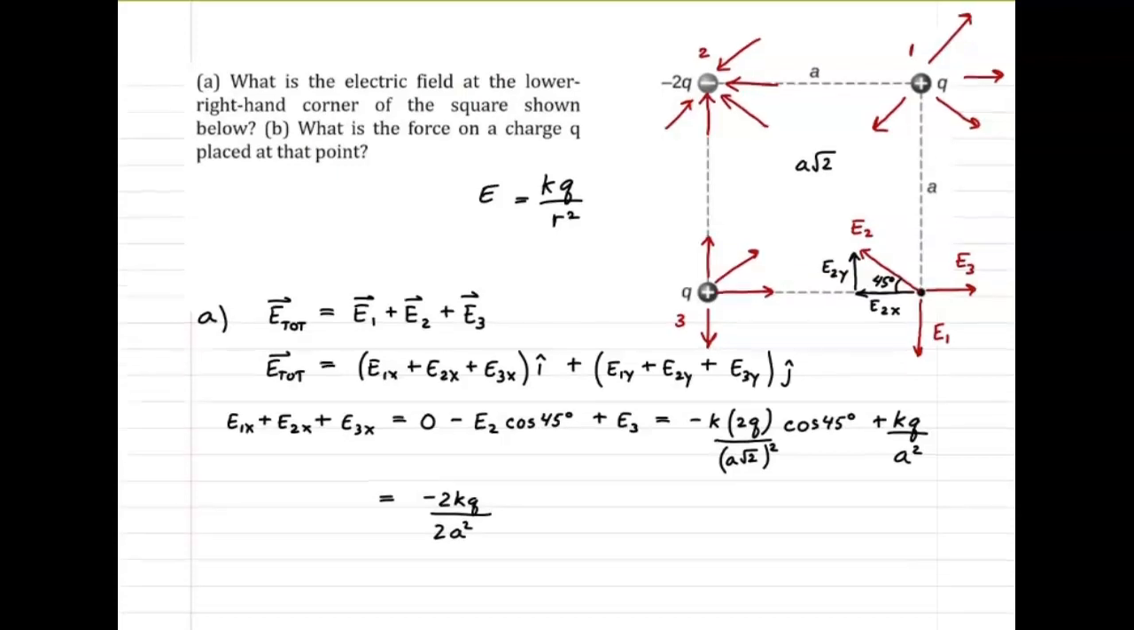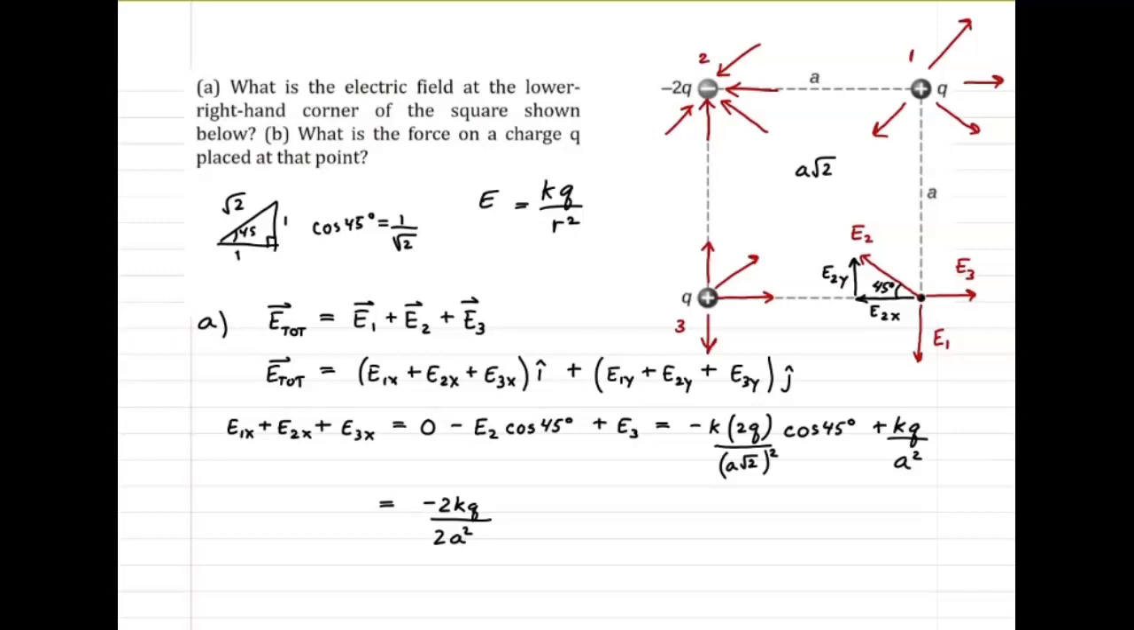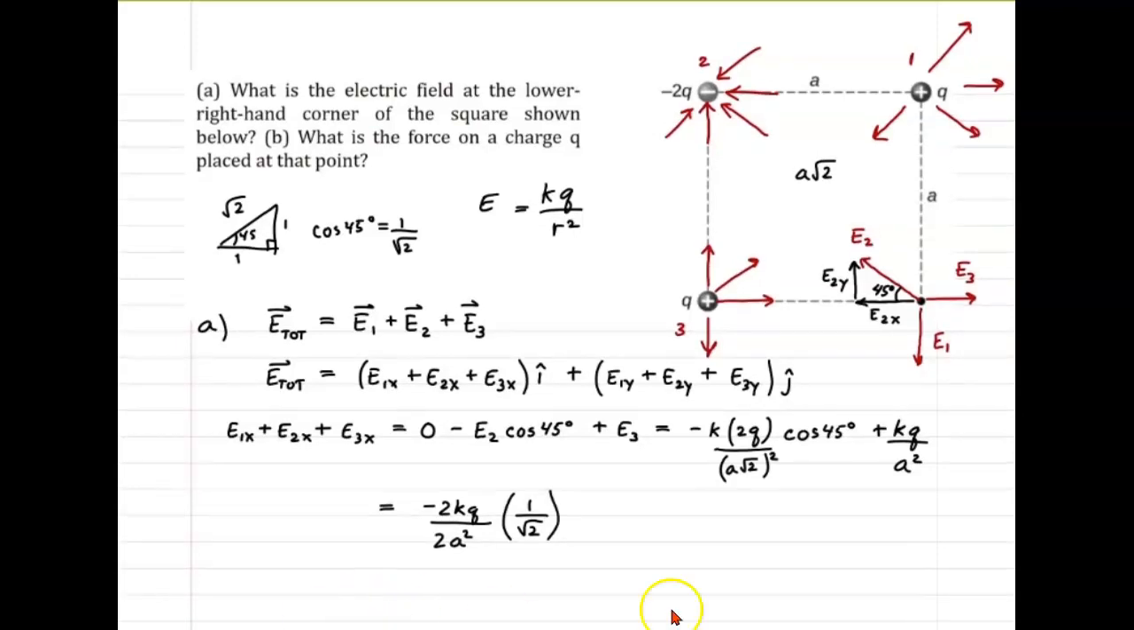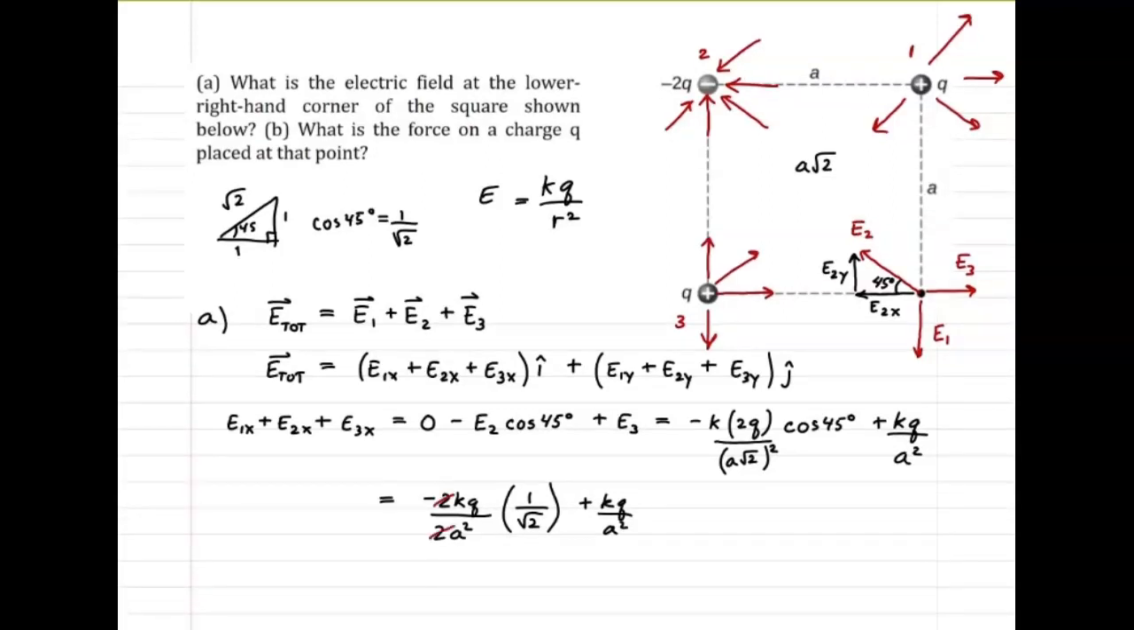Now, what's cosine of 45? Cosine of 45, if you remember your right triangle, reference triangle, it is 1 over root 2, for 45. And so cosine is adjacent over hypotenuse. So cosine 45 degrees is 1 over root 2. Instead of putting it in the calculator and getting a decimal, we want something that's a nice expression. So we'll put 1 over root 2 down here for cosine 45. And then we'll copy the next term, kQ over a squared. And we continue with our simplifications. These twos will cancel, and you have a root 2 on the bottom.